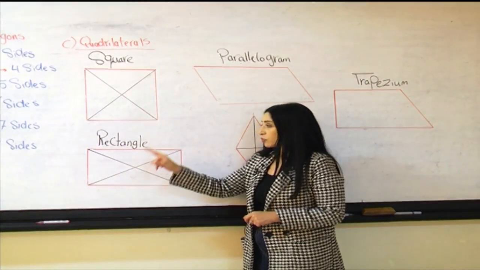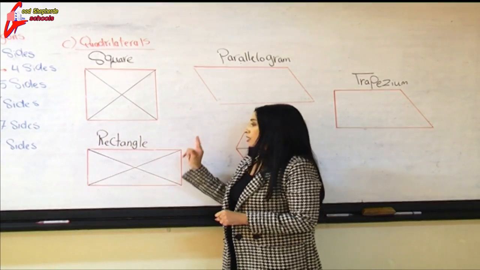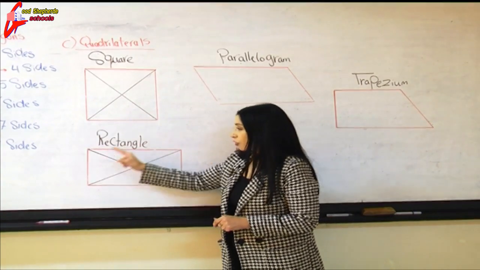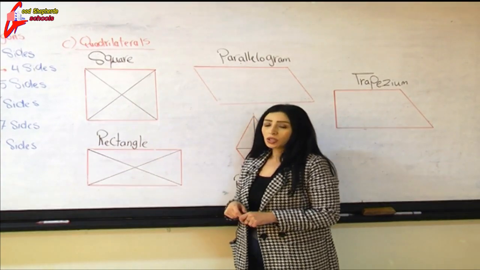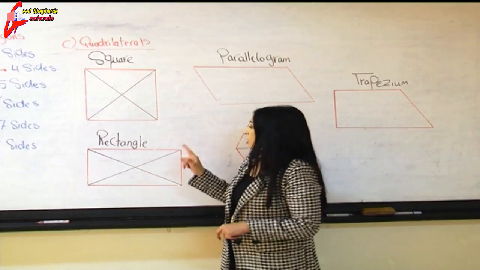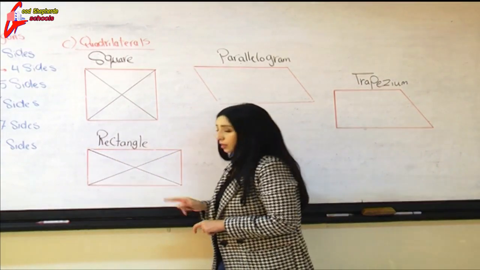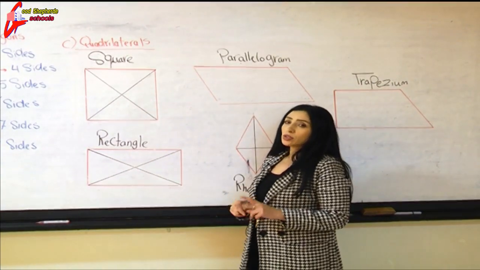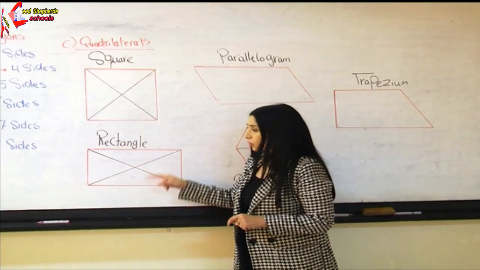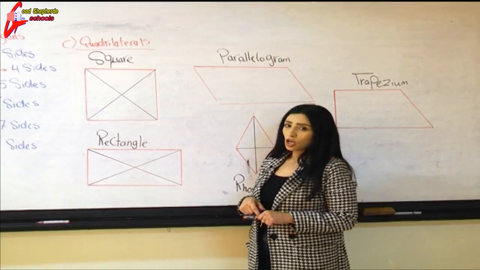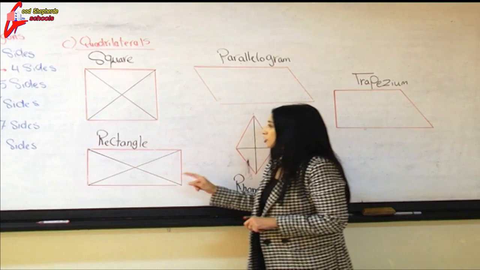Second thing about rectangle, its angles. Angles of rectangle: 4 right angles, each one equals 90 degrees. Diagonals of rectangle: it has 2 diagonals equal in length and bisect each other.